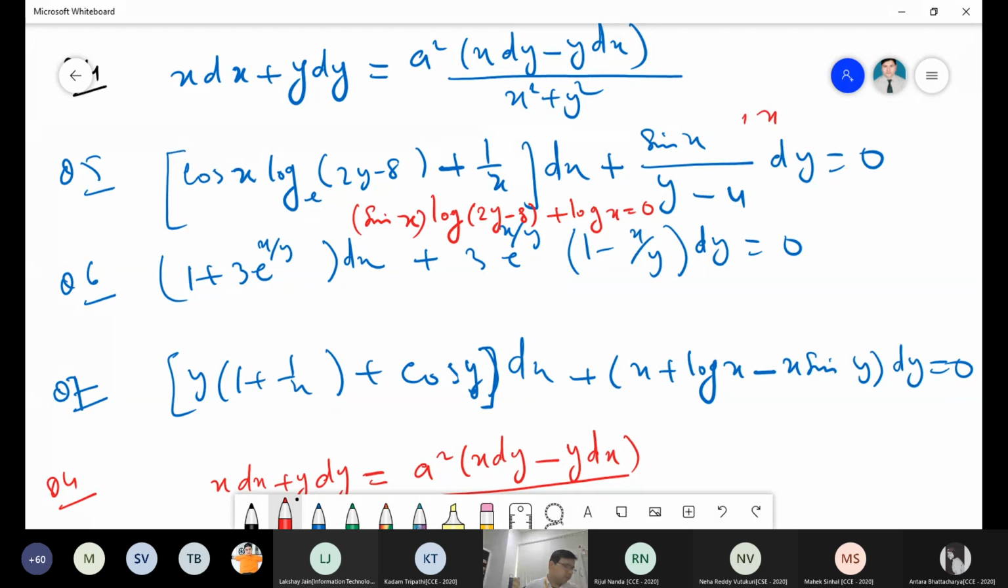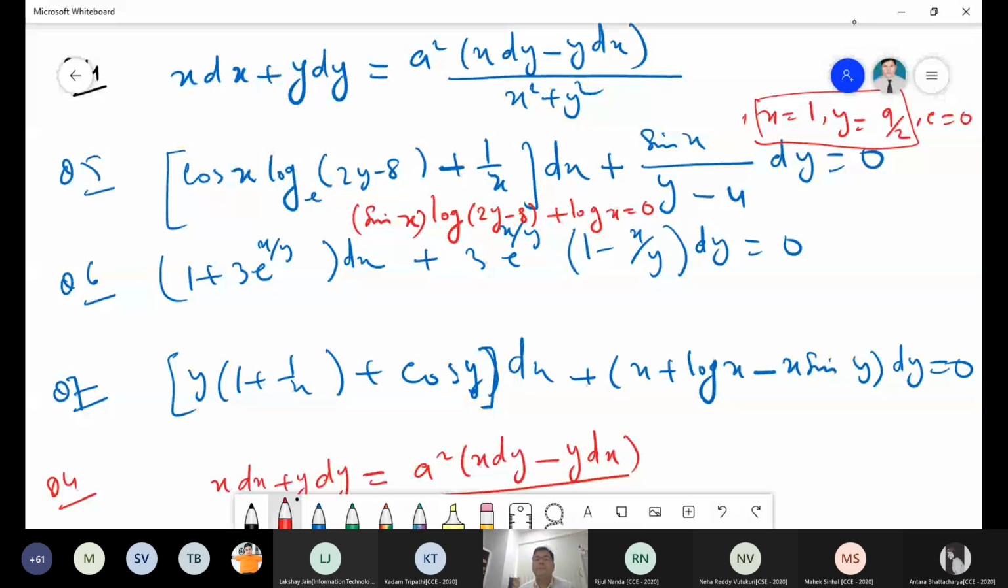x equal to 1. At x equal to 1, when you put x equal to 1, the value of y will be 9 by 2. So when you put this in the equation, the value of c will be 0. Sorry, x equal to 1, y equal to 9 by 2. When you put in the solution, then you will get c equal to 0. So I think it is missing somewhere.